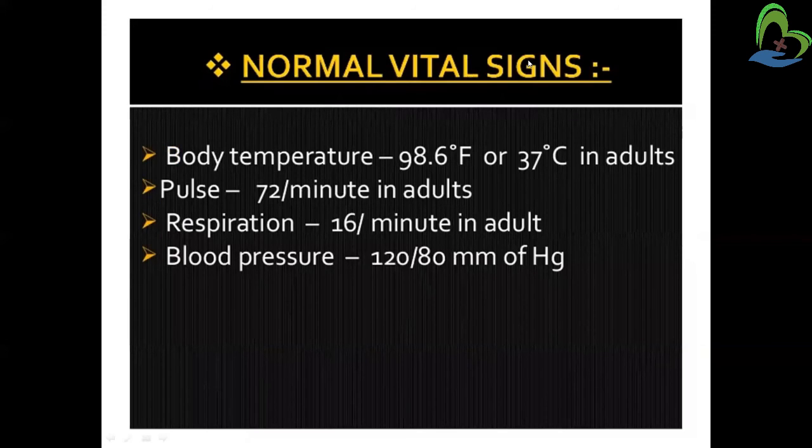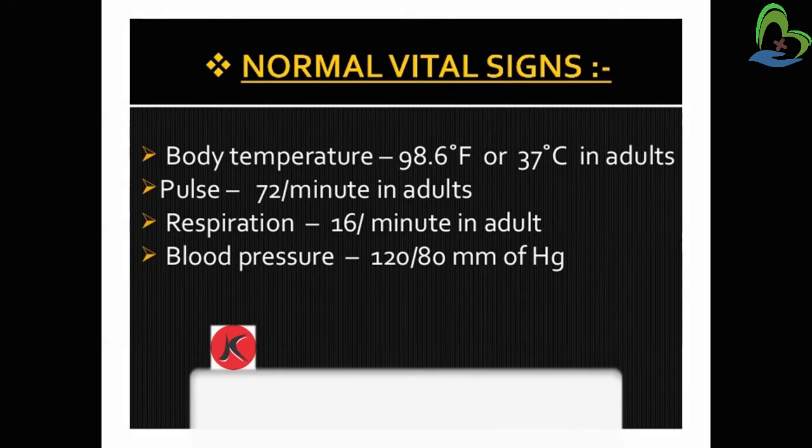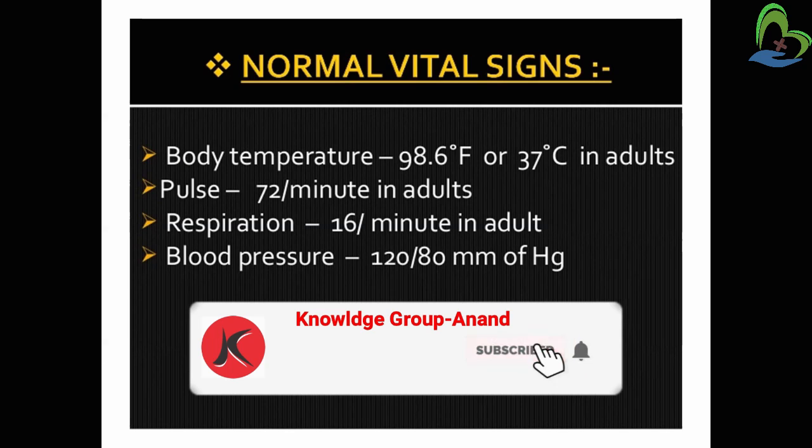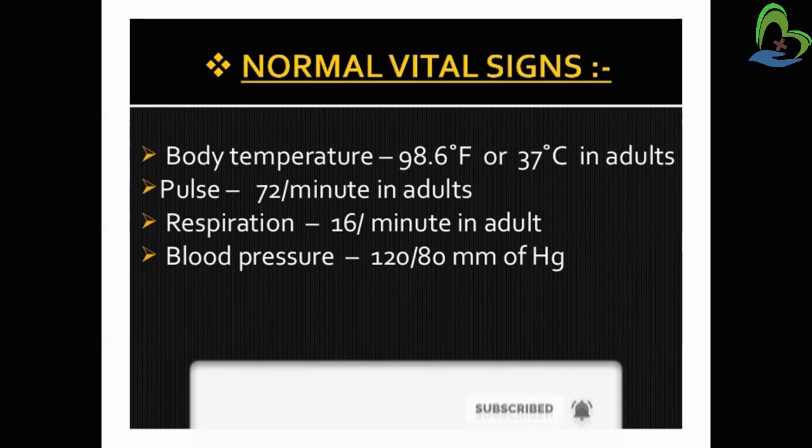Now, normal vital signs. So what are the normal values of the vital signs? For the body temperature, the normal range is 98.6 degrees Fahrenheit or 37 degrees Celsius in adults. In pulse, 72 beats per minute in adults. Next, respiration, that is 16 breaths per minute in adults. And blood pressure, that is 120 by 80 mm of Hg.